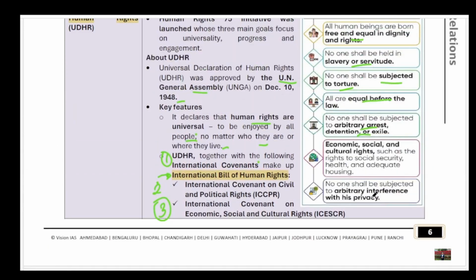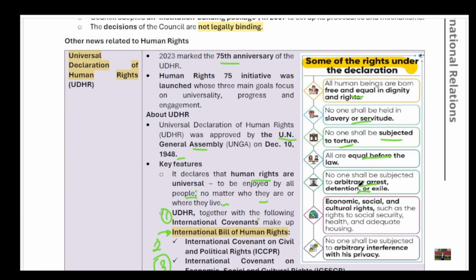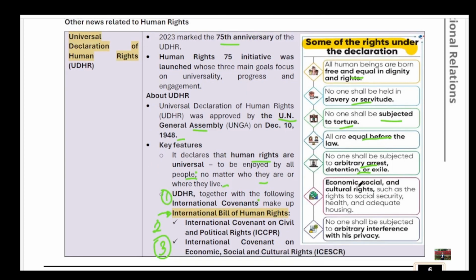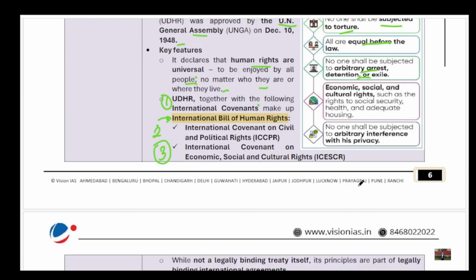So these are some of the framework we can consider, which also divides our fundamental rights, right? So these are some of the universal rights of the globe or the world, which is basically the rights under the Universal Declaration of Human Rights.